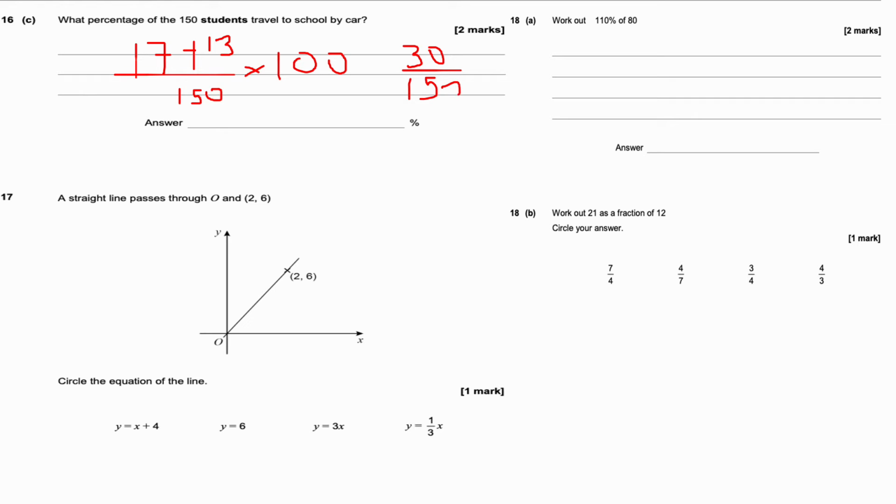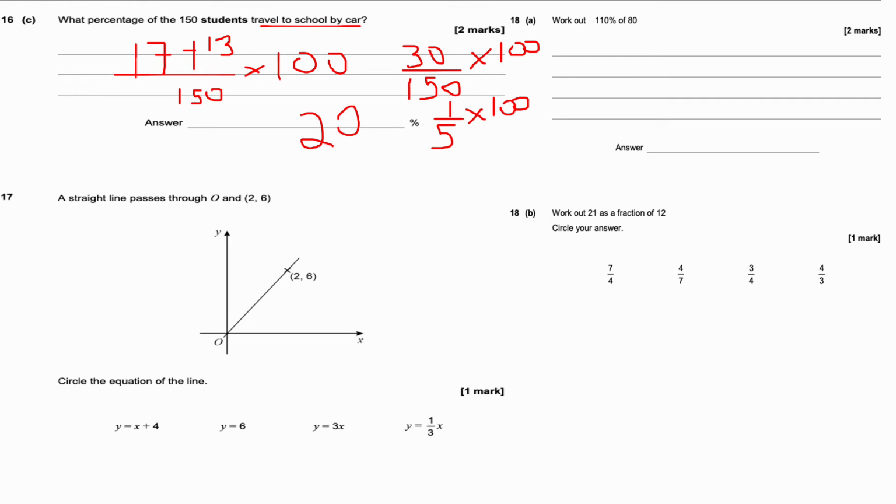I can simplify this fraction before I even multiply it by 100. 30 out of 150 in its simplest form is 1/5. 1/5 multiplied by 100 is 100 divided by 5. I get the answer of 20. So 20% of the total number of students travel to school by car.